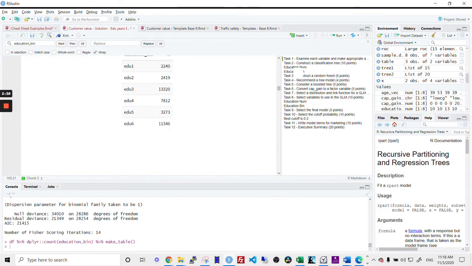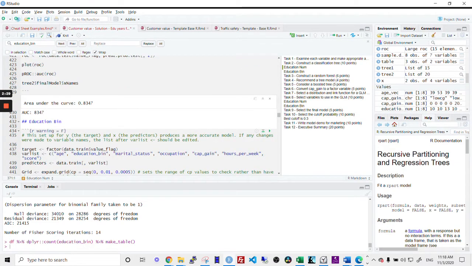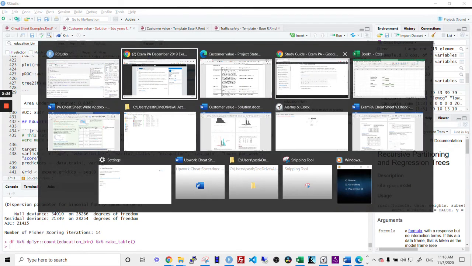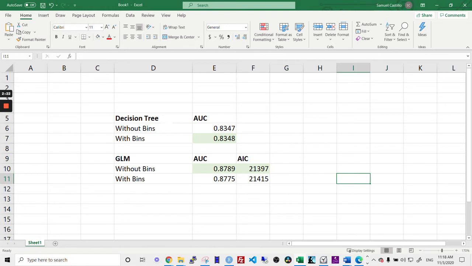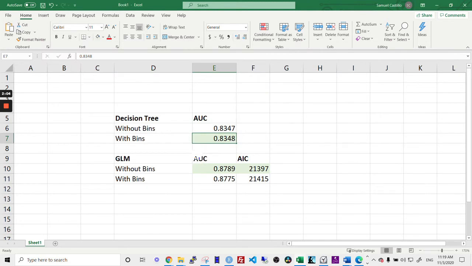And then I fit 2 different models. So I fit 2 different decision trees and 2 different GLMs. And then I looked at the AIC value and the AUC value. And here you can see the results. So for the decision tree, your method of including the bins improved the AUC on the test set slightly from 0.8347 to 0.8348. So that's good. For the GLM, however, it decreased the performance. The AUC was 0.8789 without the bins, but when you added the bins, it was 0.8775. Likewise, the AIC is lower, which is better.